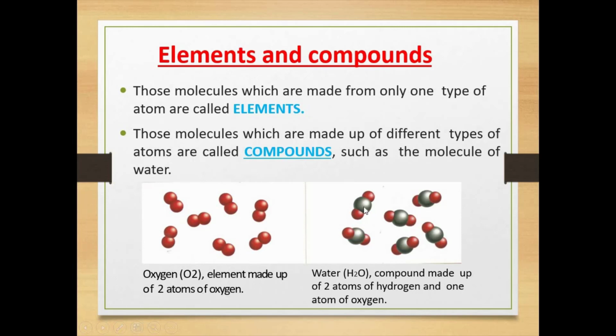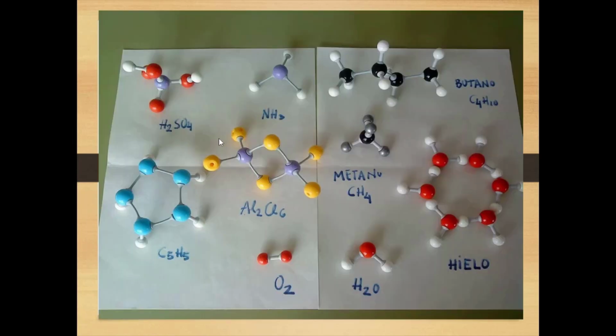And here we have this picture. It's H2O, or water. It's a kind of compound made up of two atoms of hydrogen and one atom of oxygen. So they are two different types, and we're going to call them a compound. This picture also shows us what a compound looks like. You can find here two different colors, so you know that this is a compound.